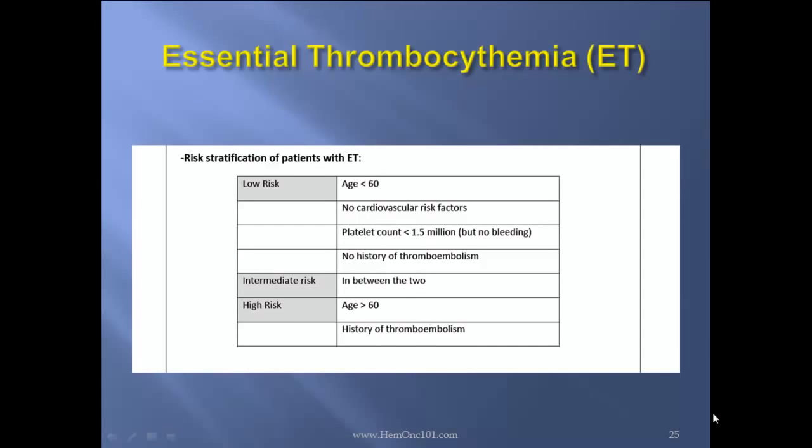The risk stratification in patients with ET: low risk is age less than 60, no cardiovascular risk factors, platelet count less than 1.5 million, not bleeding, and no history of thromboembolism. High risk is patients more than 60 or with a history of thromboembolism, and intermediate risk is between the two.